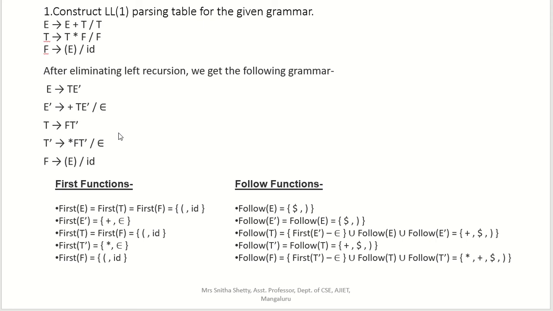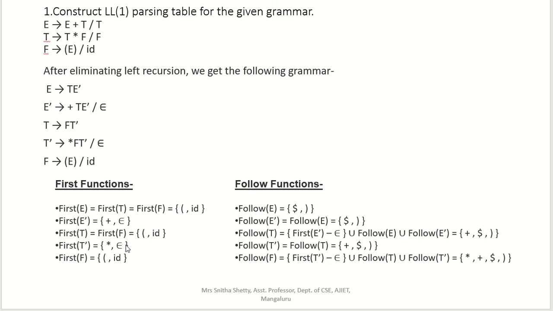Next, what is follow of F? Where is your F? F is present in two places. After F, who is following? A variable is following. If a variable is following, we should take the first of that variable. So what is first of T dash? First of T dash is star comma epsilon.